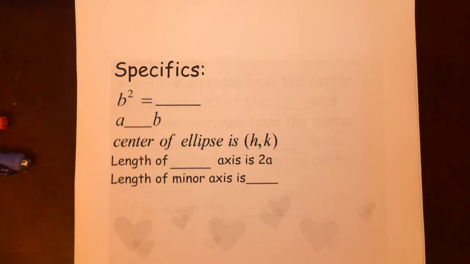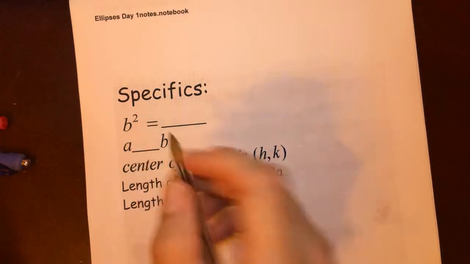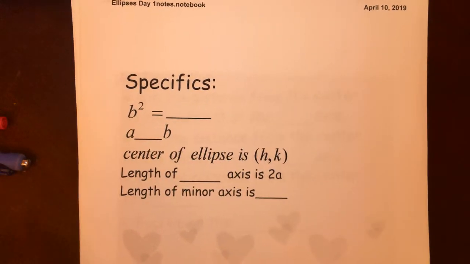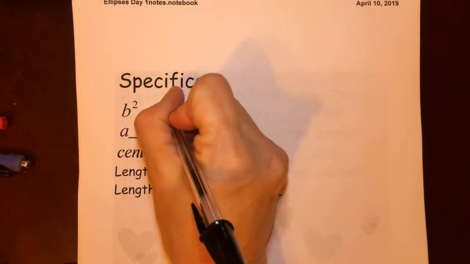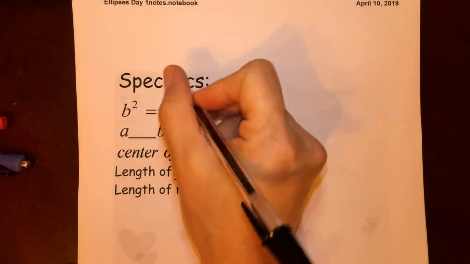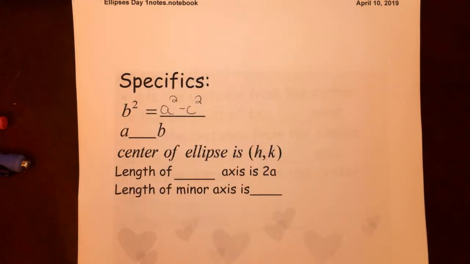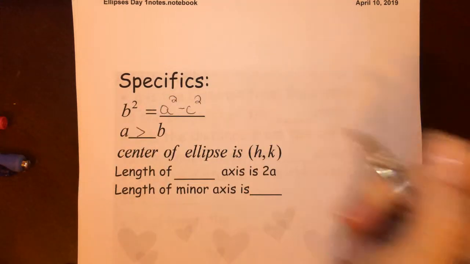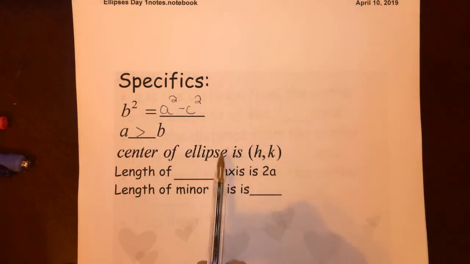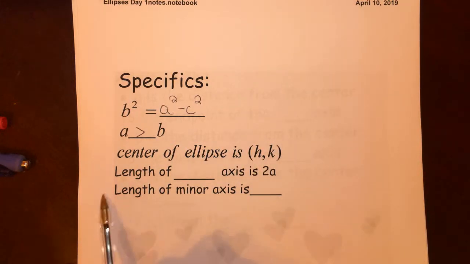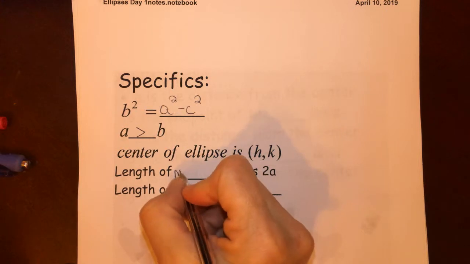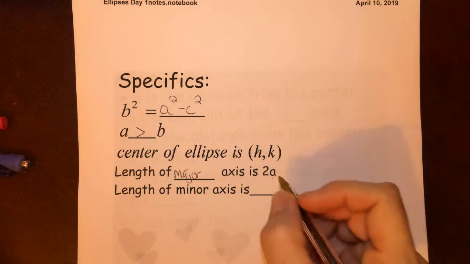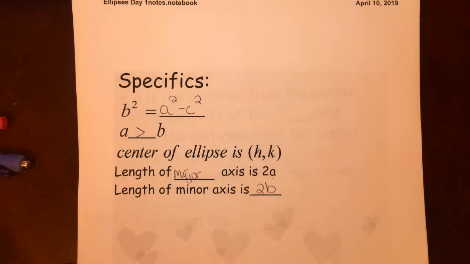A couple other things we need to know about ellipses is in order to find all of our missing parts, sometimes they don't give us the equation and they give us pieces. When that happens, we're going to use this equation, b squared equals a squared minus c squared. That'll help me find my c. We also need to remember that a is always bigger than b, like I said before. The center is always going to be h comma k. The length of the major axis is always going to be double the a. The length of the minor axis is going to be double the b.